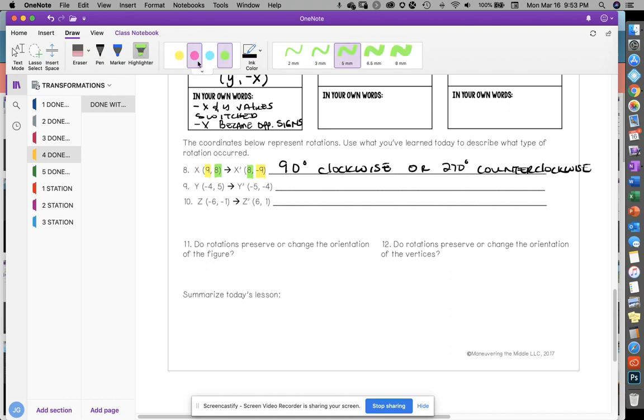Let's try the next one. This one here, my X is negative 4, and now my Y is negative 4, okay? And then now my Y is positive 5, but my X is negative 5. All right, so what happened there? Well, we rotated 270 degrees clockwise, or we can say 90 degrees counterclockwise.